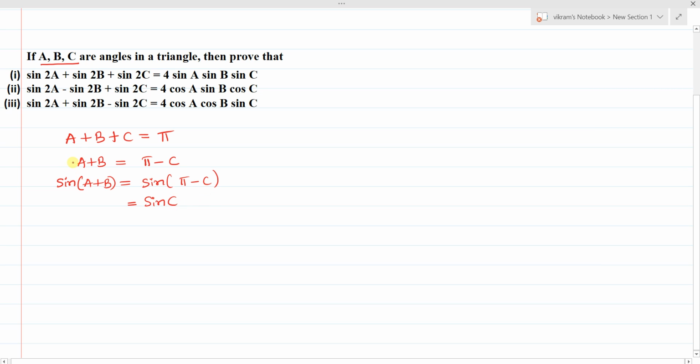Similarly we can write B plus C is equal to pi minus A, and angle C plus angle A is equal to pi minus B. Now coming to the question, the question is sine 2A plus sine 2B plus sine 2C.